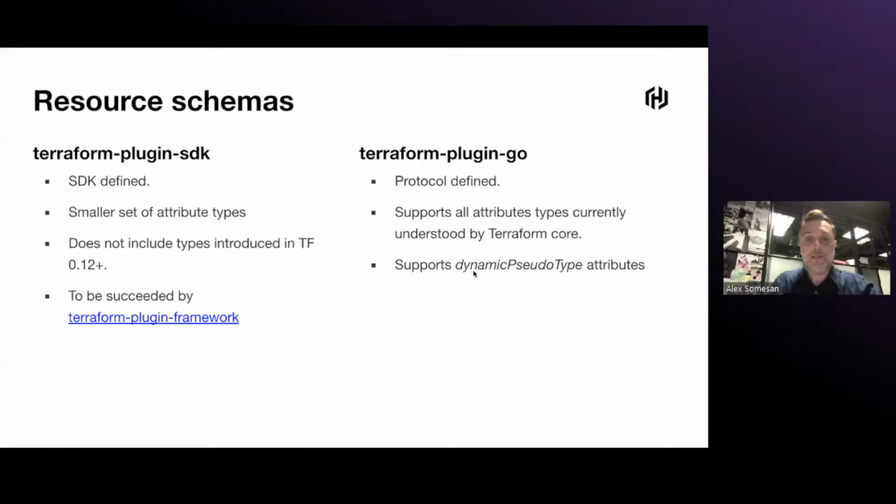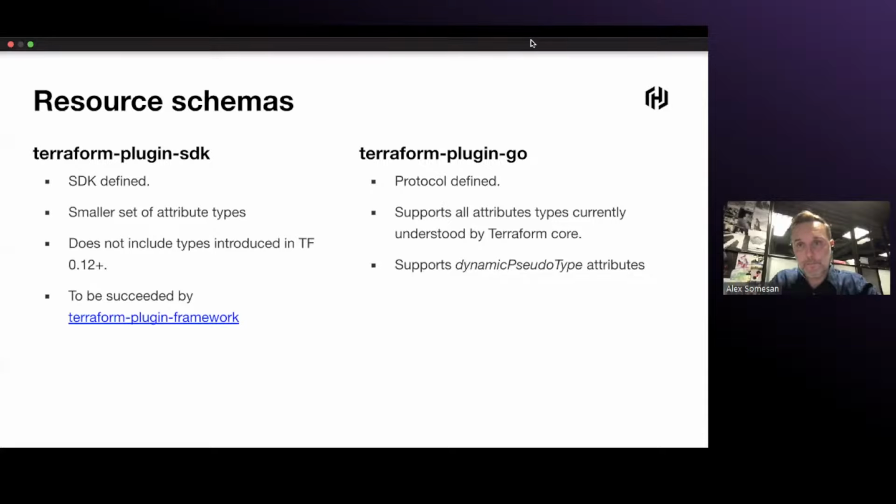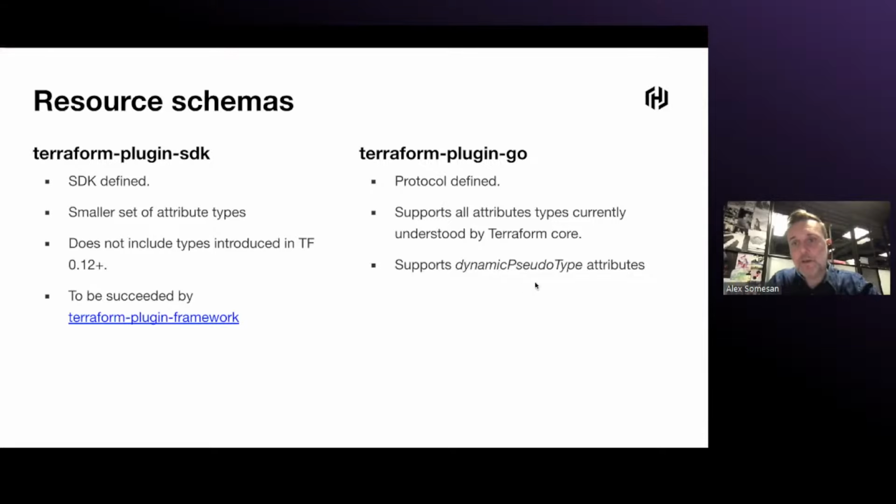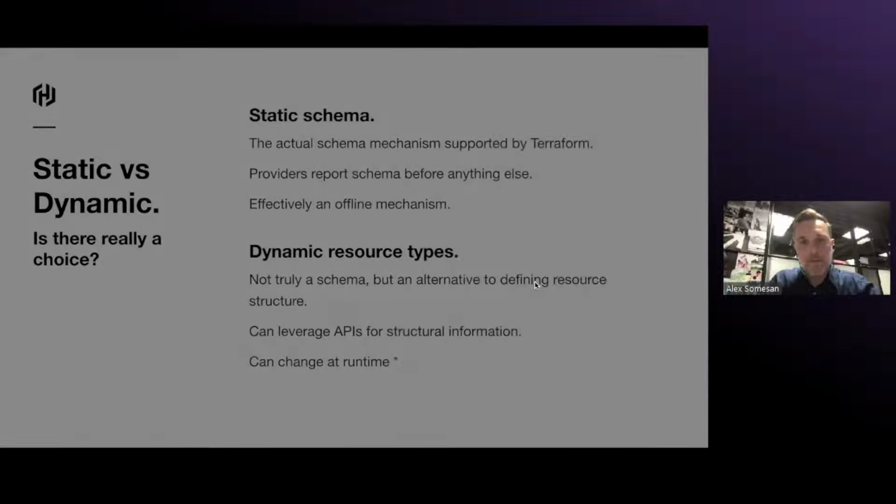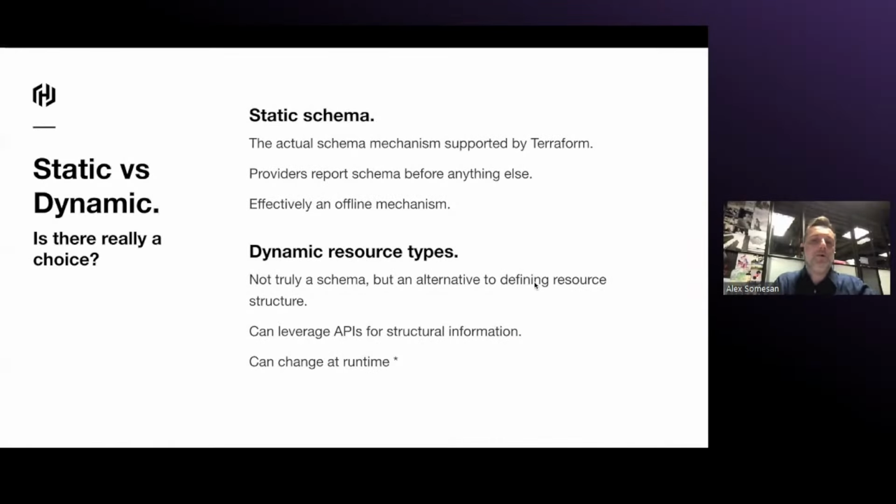And in Terraform Plugin Go, we still have to deal with schemas. Terraform requires schemas from all providers. This is not something you can get around, but in comparison to the SDK, in Plugin Go you have access to all of the types that Terraform Core is able to deal with. And most specifically and most interestingly for our use case, we have access to the dynamic pseudotype attributes. Dynamic pseudotype is essentially a placeholder. We'll be talking about it shortly and having a look at how to use it.